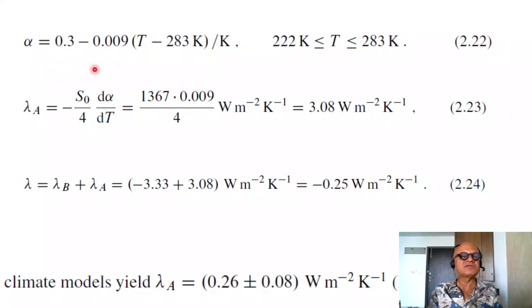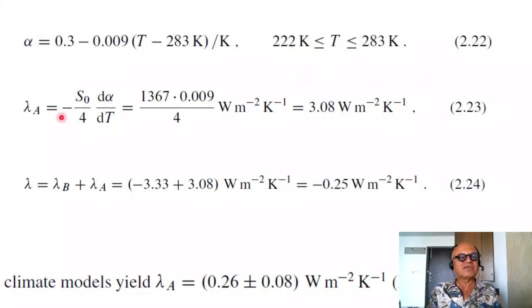So Pierre Sellers developed an empirical relation for albedo and temperature change at snow ice cover timescales, which are very slow timescales as we know, and this is valid for a range of 222 Kelvin to 283 Kelvin. Obviously have to be below zero.